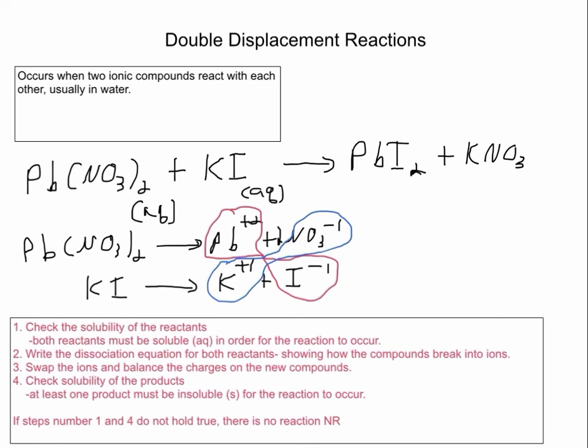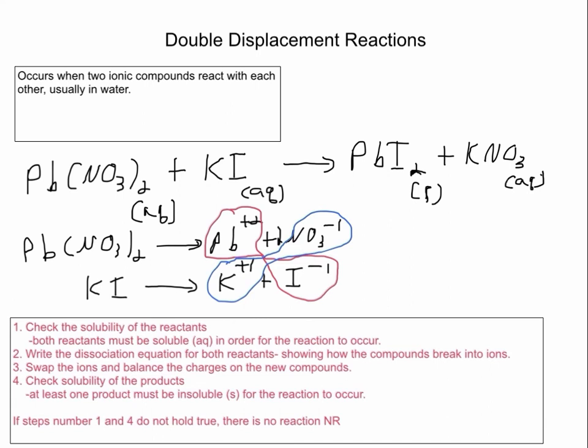If we look at our solubility rules, we will see that iodides are soluble except when with lead. Because of that exception, lead iodide is a solid. Potassium nitrate has an alkali group 1 metal and a nitrate ion, both of which make it soluble, so this will be aqueous. So a reaction will occur because we have at least one solid product.